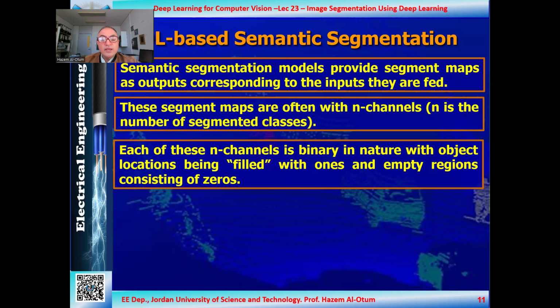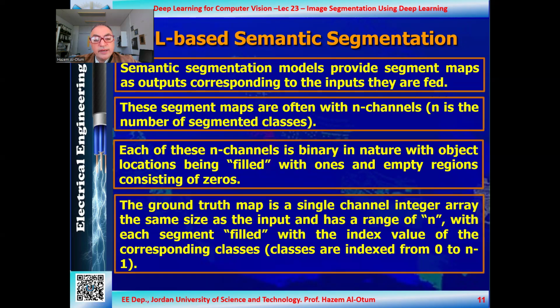And so when you stack all these decision maps or classification maps one over the other, this will give you the n-channel classification, which more or less can be thought of as being filled with ones, and empty regions having zeros that don't belong to that specific class for sure.